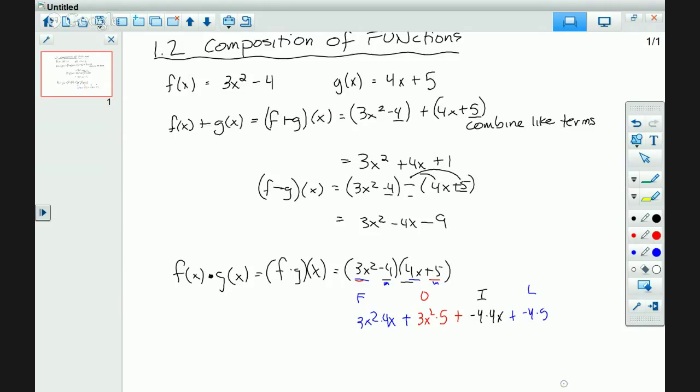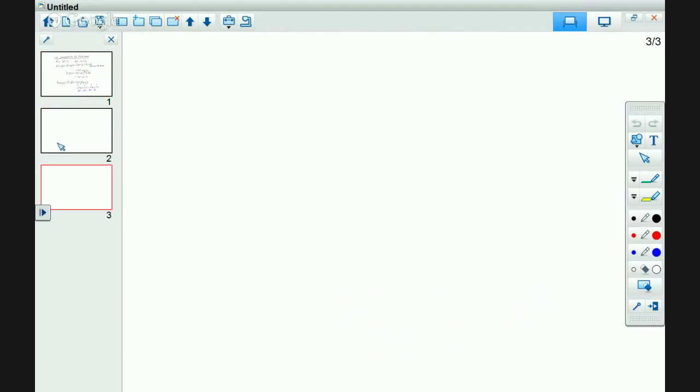So what did you get? 12x squared? Nope. 12x cubed. 50x squared. Minus 60x. Minus 20. Good. Alright. And then we have one more. We can write that. These ones are where it gets a little bit messy sometimes.